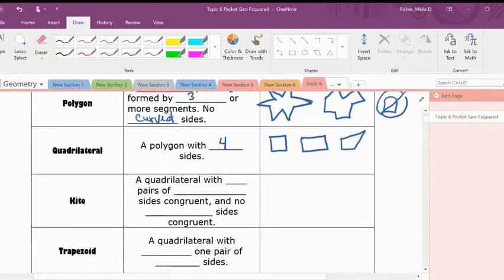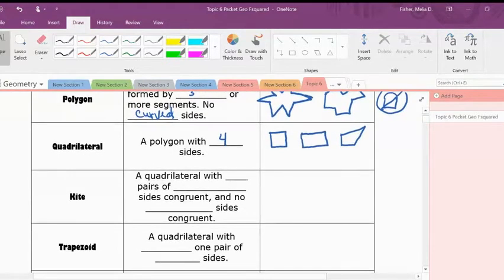A kite is a quadrilateral with 2 pairs of consecutive sides that are congruent and no opposite sides congruent. So in a kite, this would be congruent to that, and this would be congruent to that.